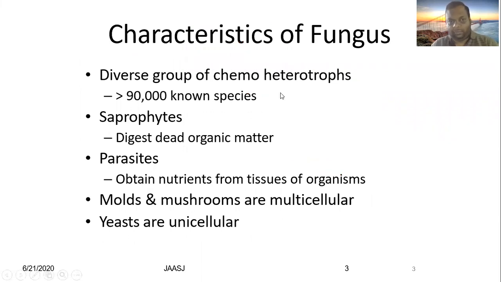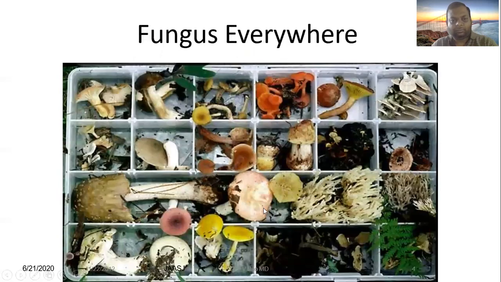They are a diverse group containing more than 90,000 known species. They are chemoheterotrophs. Also, they are saprophytes. They digest dead and dying organic matter. They can also be parasites, which obtain nutrients from the tissues of organisms. As for terminology, molds and mushrooms are multicellular. Yeasts are unicellular. You can see multiple different types of fungi or mushrooms: larger ones, smaller ones, differently colored ones, and so on.